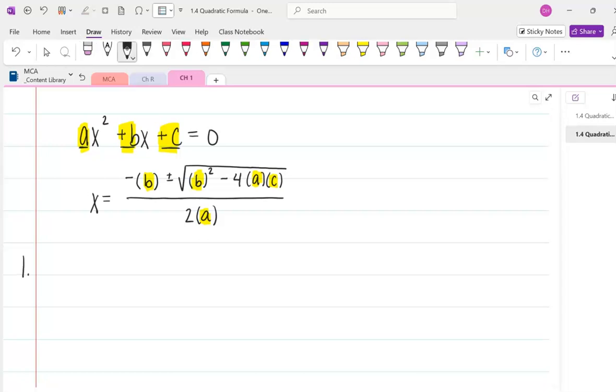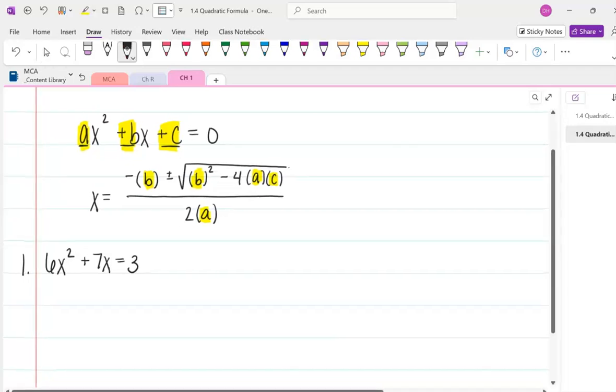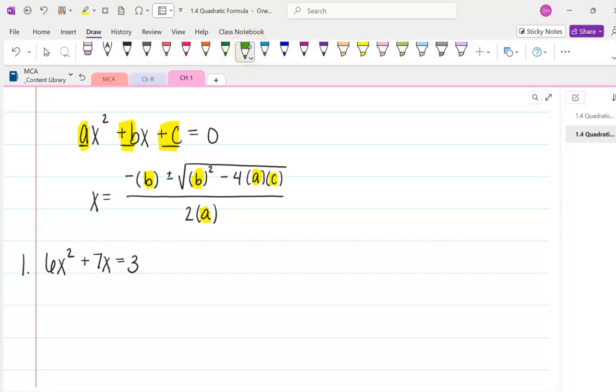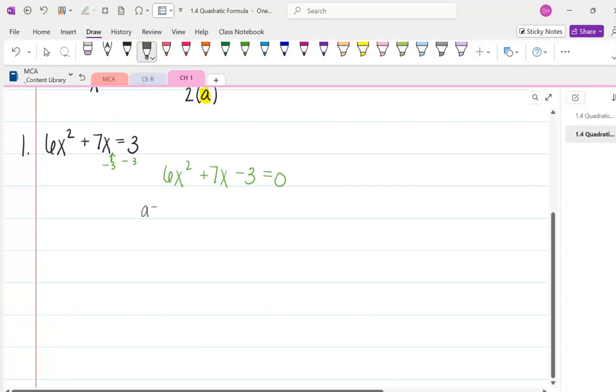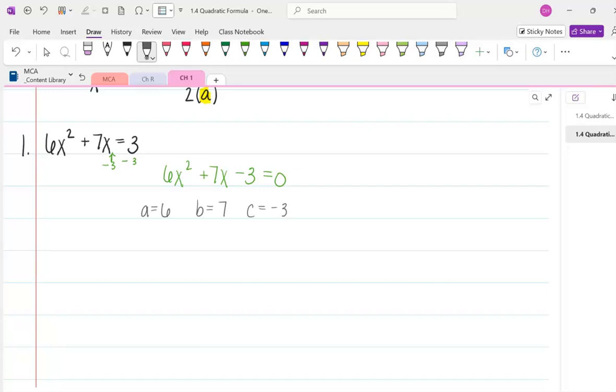So let's start with question number 1. So we're going to start off with 6x squared plus 7x equals 3. Well, to start with, you have to make sure that it's in this form, ax squared plus bx plus c equals 0. So we have to get it set equal to 0. So to start with, we're going to subtract 3 from both sides, and I'm going to insert it right into that space right there. So we've got 6x squared plus 7x minus 3 equals 0. So in this problem, you have that a is 6, b is 7, and c is negative 3.